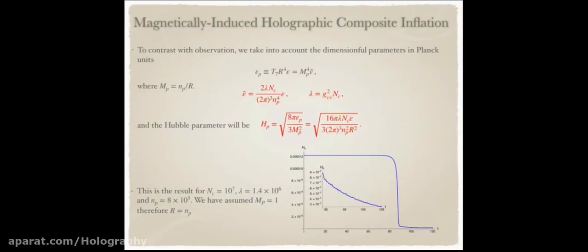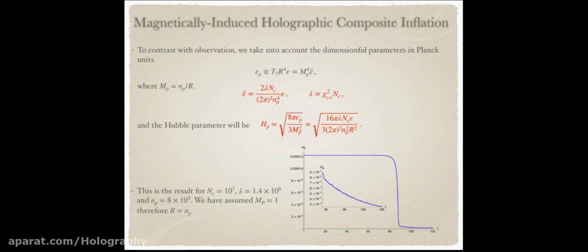So to contrast with observation, we took into account that we have been working with dimensionful parameters, epsilon, and it's related to the physical dimensionful parameter this way. And we want to work in Planckian units. So we rescaled it by the Planckian energy density. And we have assumed that the Planck mass is related to the radius scale by a factor of NP. This is something that one can vary, and that would correspond to the number of D3 branes and the gauge coupling in the UV. So this is a parameter that you can play with.